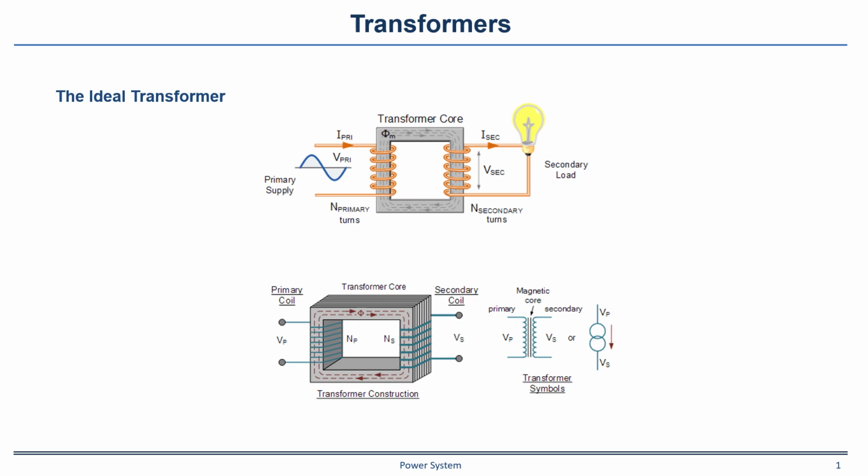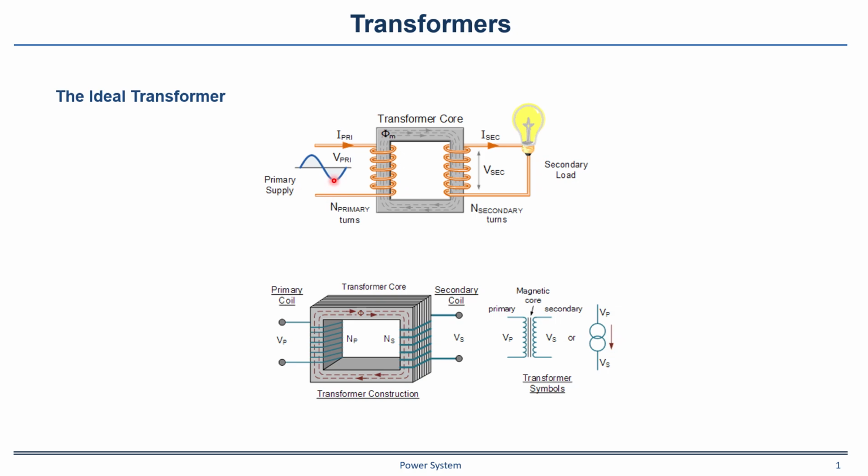Hello everyone, in this video we want to talk about transformers: three-phase transformers, single-phase transformers, and ideal transformers in power systems. A transformer is a component with two windings wound around one core. Here we have one metal core and two windings. We call them the primary and the secondary windings.